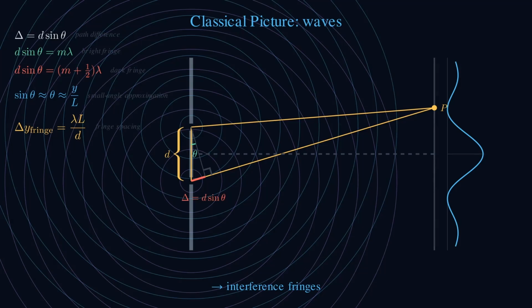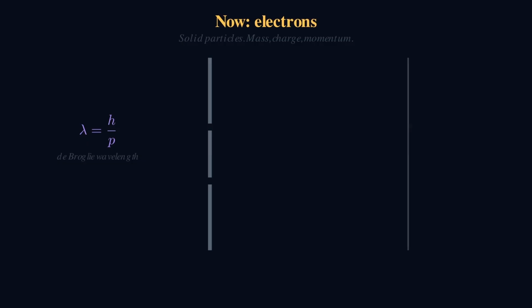Now we do the experiment that broke physics. We replace the bullets with electrons. Solid particles, each carrying mass, charge, momentum. They should behave like bullets. But Louis de Broglie showed in 1924 that every particle has an associated wavelength, lambda equals h over p, Planck's constant divided by momentum. So between source and detector, the electron does not travel as a tiny ball. It propagates as a wave function, psi of x and t.